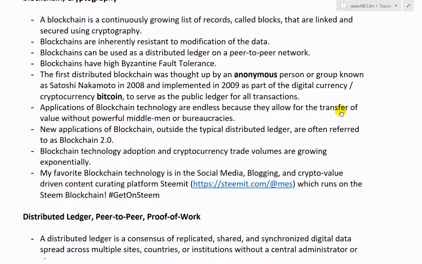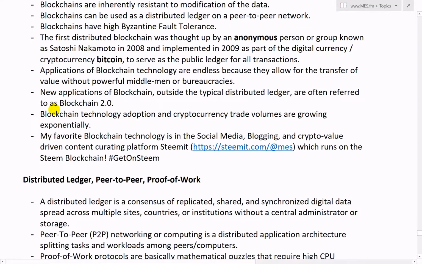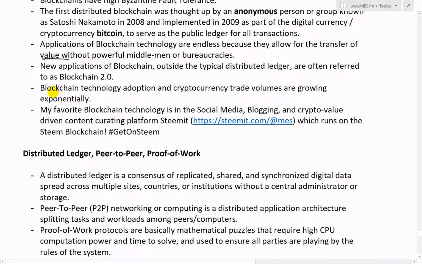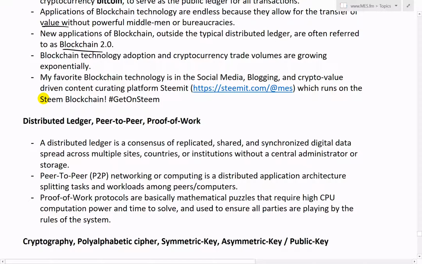And yeah, the first distributed blockchain was thought up by an anonymous person or group known as Satoshi Nakamoto in 2008, implemented in 2009 as part of the digital cryptocurrency Bitcoin to serve as the public ledger for all transactions. Applications of blockchain technology are endless because they allow for the transfer of value without powerful middlemen or bureaucracies, and new applications of blockchain outside the typical distributed ledger are often referred to as blockchain 2.0. Blockchain technology adoption and currency trade volumes are growing exponentially.